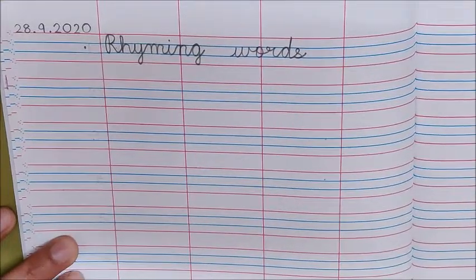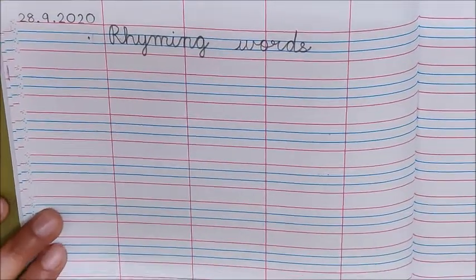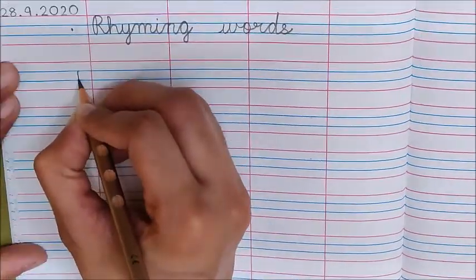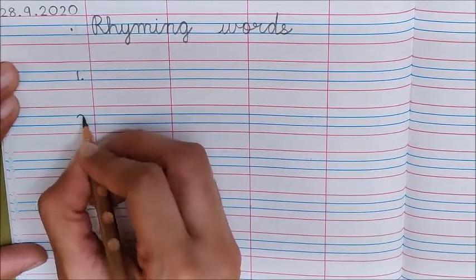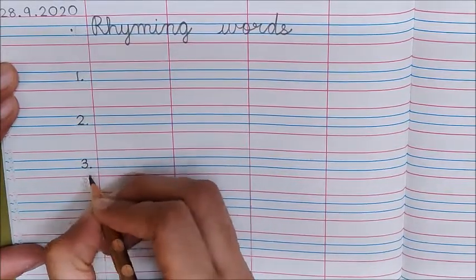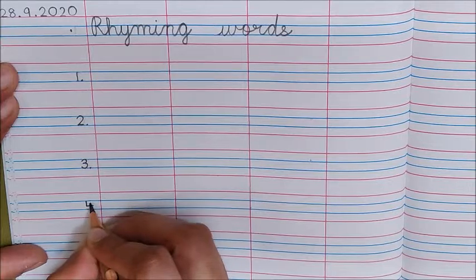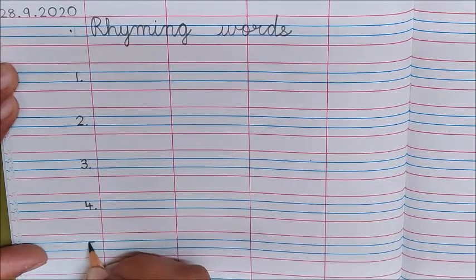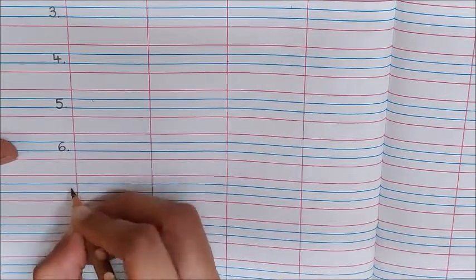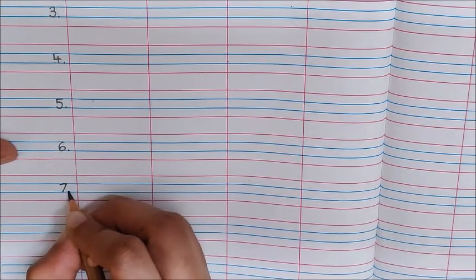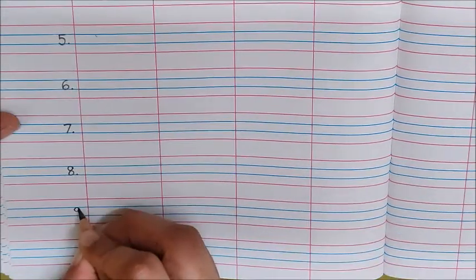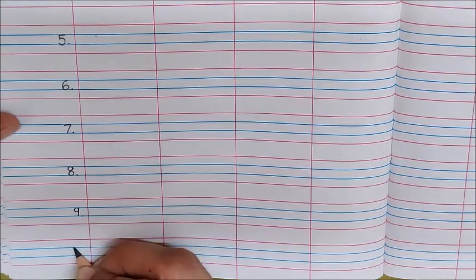Okay children, so today we are going to write rhyming words. Now below the dot we have to write numbers. 1, 2, 3, 4, 5, 6, 7, 8, 9, 10.